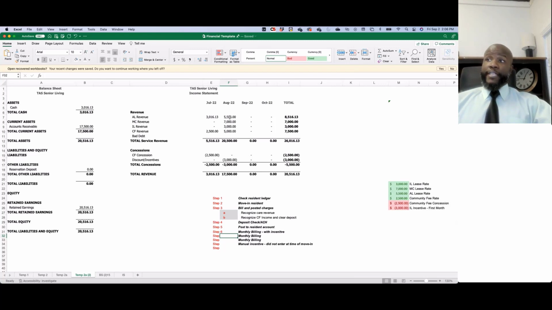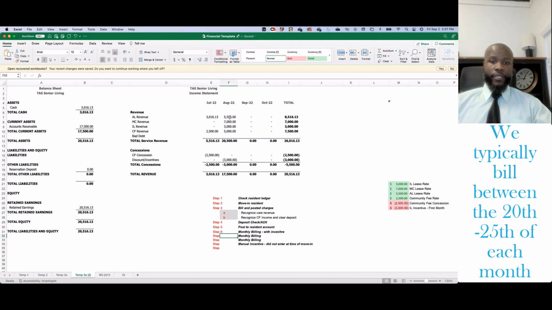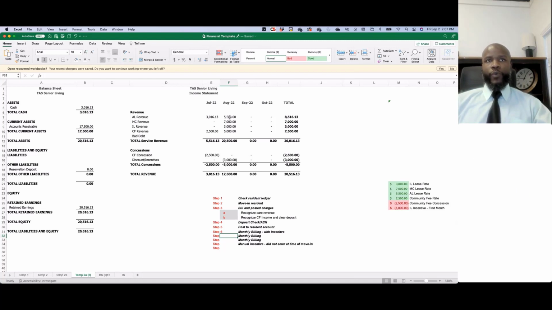So in this case, we billed for the month of August. And so we know in our space, typically we're going to bill anywhere from the 20th to the 25th, right? So July 20th, July 25th-ish, we're going to bill for the next month. So we would bill, that's going to hit the ledger.